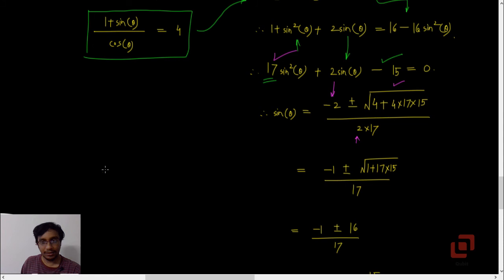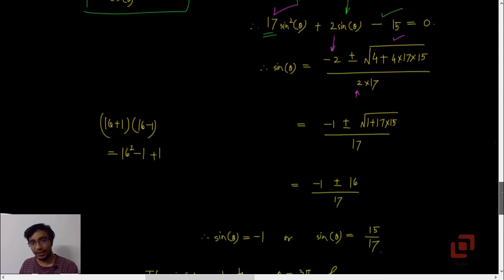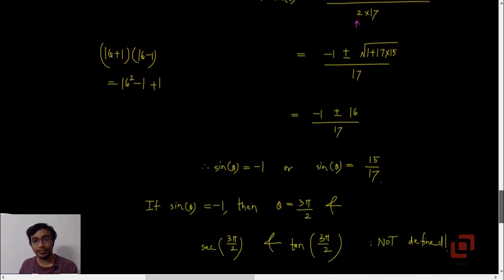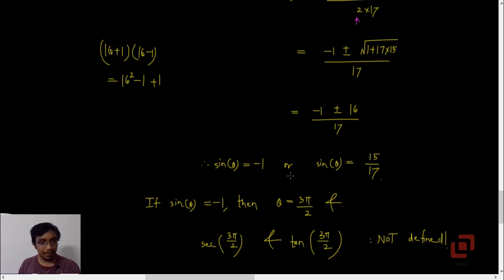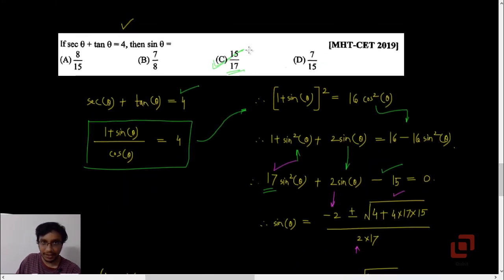Now see, 17 is 16 plus 1 and 15 is 16 minus 1. So this is a squared minus b squared. But again you are going to add 1 to that. So it is root of 16 squared, so 16. And because we don't have any negative options, we can safely ignore the negative square root. There is also one more reason to ignore that, which I'll tell you later. So we'll consider the positive root, minus 1 plus 16 upon 17, or 15 upon 17. So that is option C. So our guess was correct.